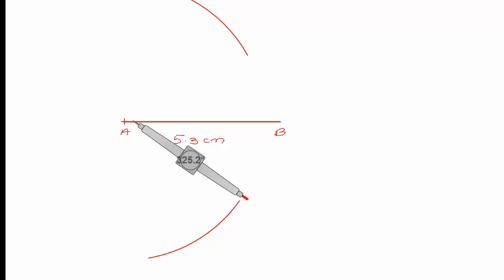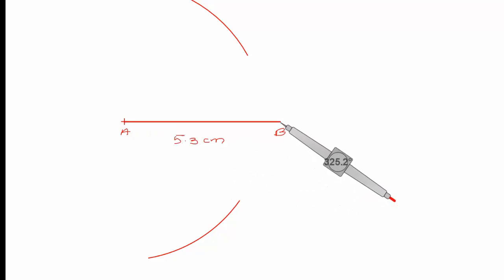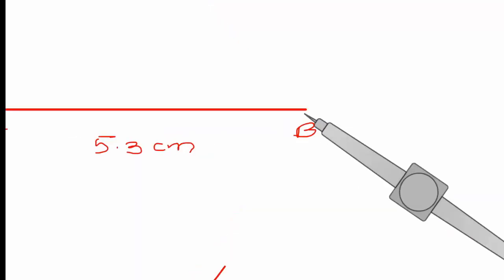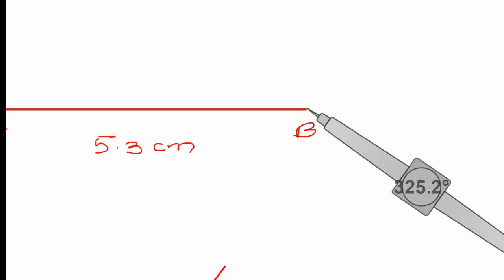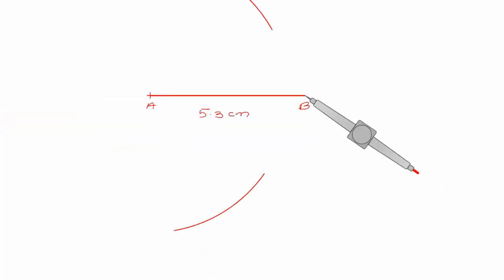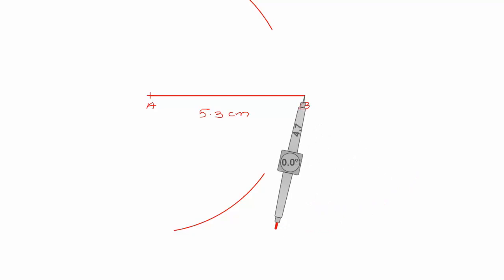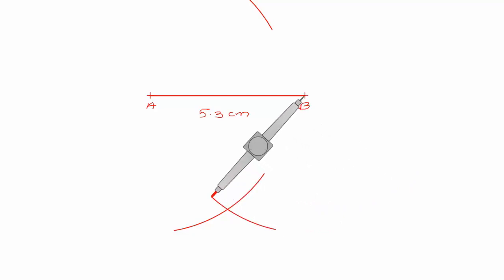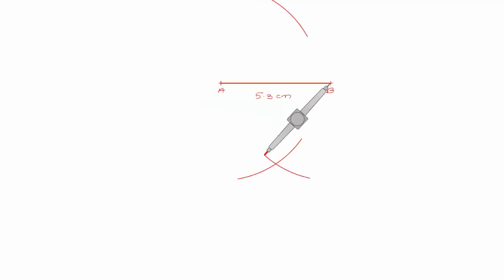Then again put the pointed tip of the compass on point B, as shown here. Then draw the circular arc intersecting the first arc below the segment AB and above the segment AB.